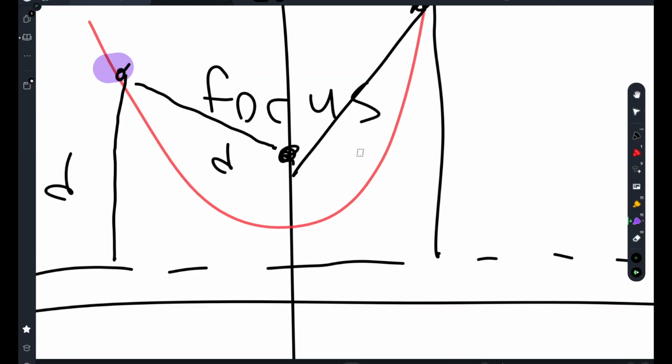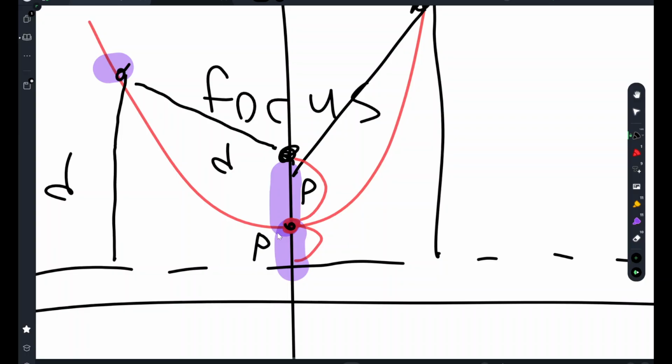In our picture, that p-value on there that you just saw represents this distance, which also, think about this point here. In order for this to be the same distance from the vertex and the directrix, then this distance has to be the same as this distance. So p actually also represents the distance to the directrix.